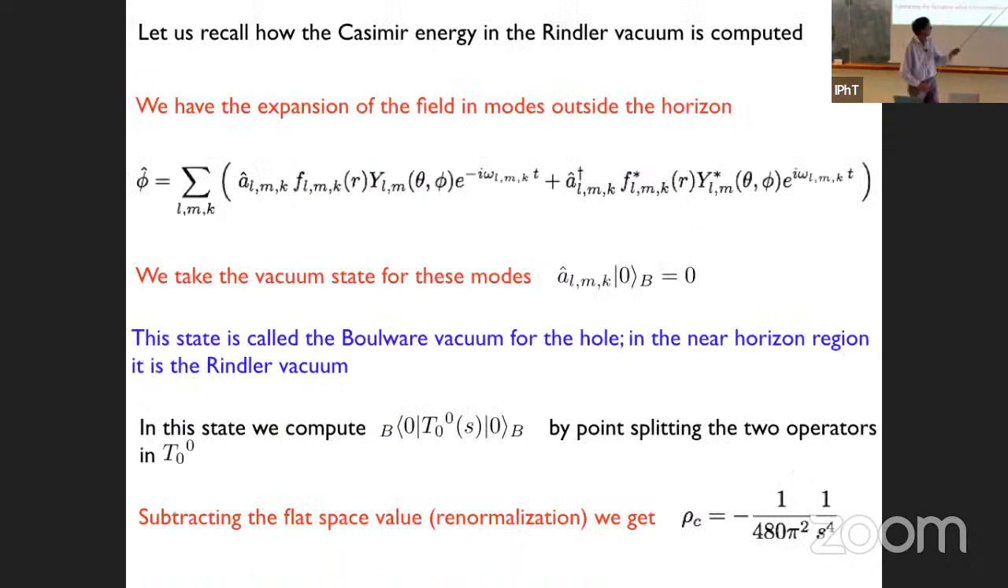So this is how we did the calculation of the Casimir energy. You take the field modes and expand them outside the horizon. This is the kind of expansion we had before. If you want the Rindler vacuum, which is analogous to the Boulware vacuum, I'm writing |0_B⟩ now. The Boulware vacuum is defined by the fact that all these Fourier modes give zero on it. Then you compute this T00 of S, taking the points between the operators, the normal quantum field theory in curved space with great effort. And then you find that the Casimir energy of that vacuum is this negative value. So everything ties together well. There's a negative Casimir energy, you fill it with Rindler quanta, you come up to energy equal to zero, and that's why the horizon is smooth. That's the picture of the normal black hole.